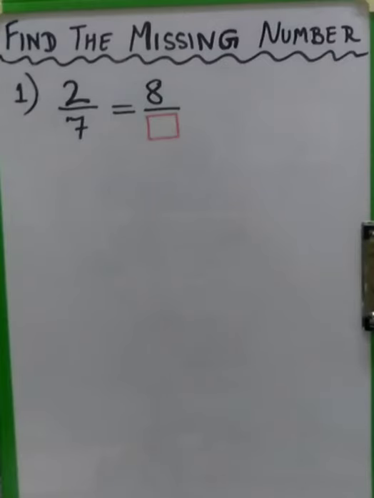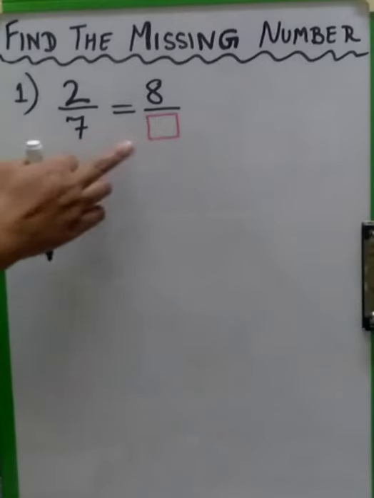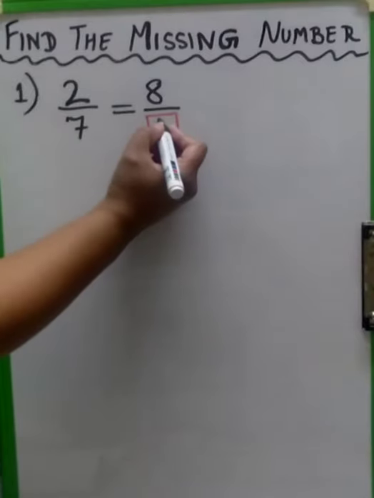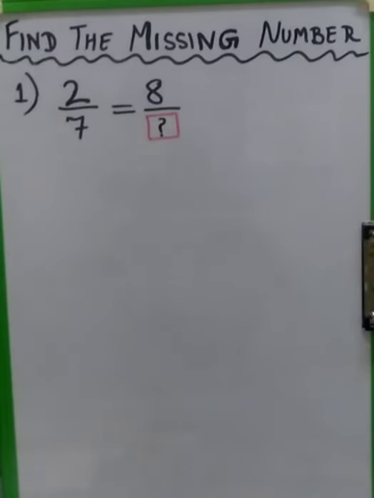Good morning, everyone. Today we are going to start a new topic, find the missing number. So you can see the first example here. It asks 2/7 equals 8 upon what? It means we need to find out what is the missing number here.